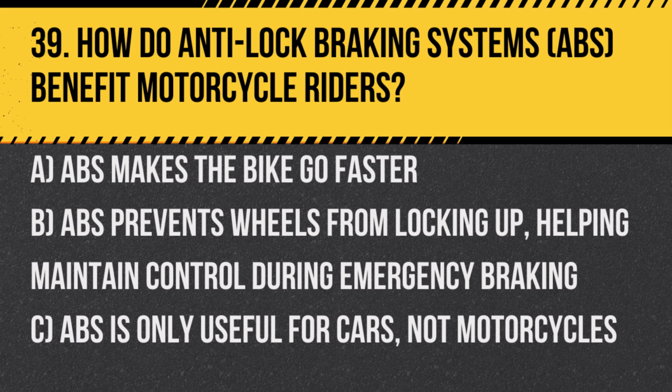A. ABS makes the bike go faster. B. ABS prevents wheels from locking up, helping maintain control during emergency braking. C. ABS is only useful for cars, not motorcycles. Answer. B. ABS prevents wheels from locking up, helping maintain control during emergency braking. This is crucial for preventing skids and maintaining steering control.